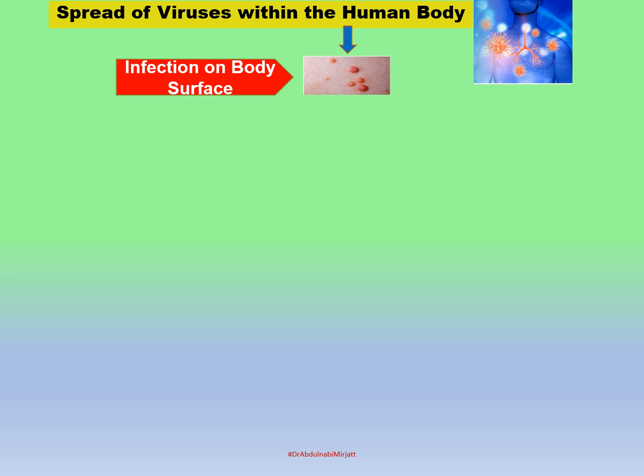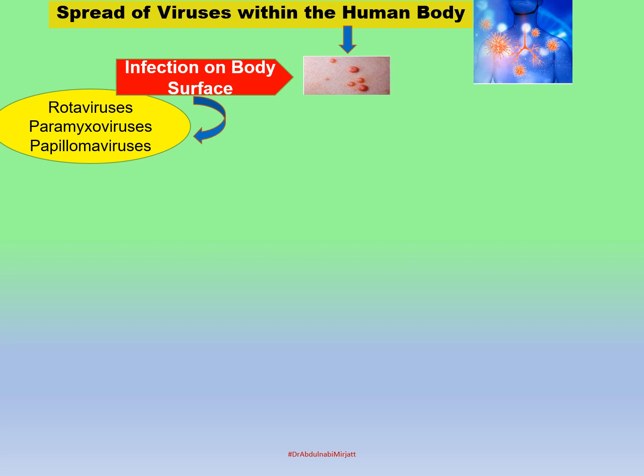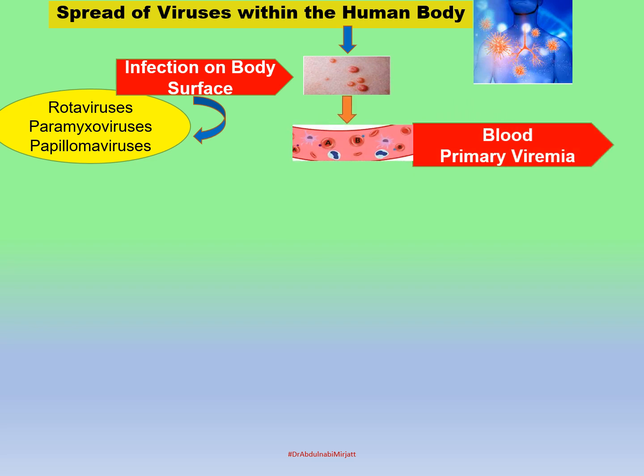So if we talk about the primary infections on body surface by some viruses such as rotaviruses, paramyxoviruses, papillomaviruses. Now after the primary infections on body surface, some of the viruses will replicate here and cause local infection. However, certain viruses will move and enter the bloodstream to reach their target areas within the body via lymphatics. Now this is called a primary viremia, as the viruses enter the blood for the first time.